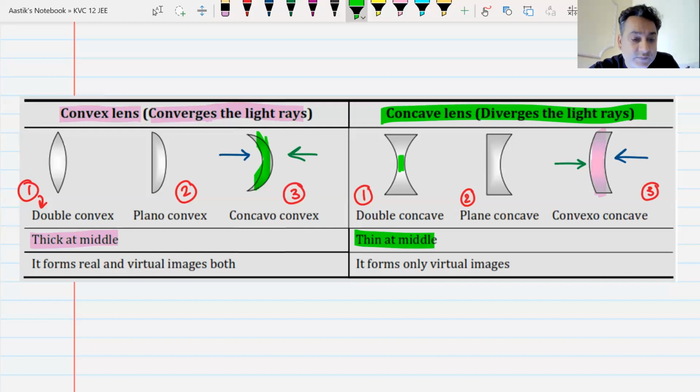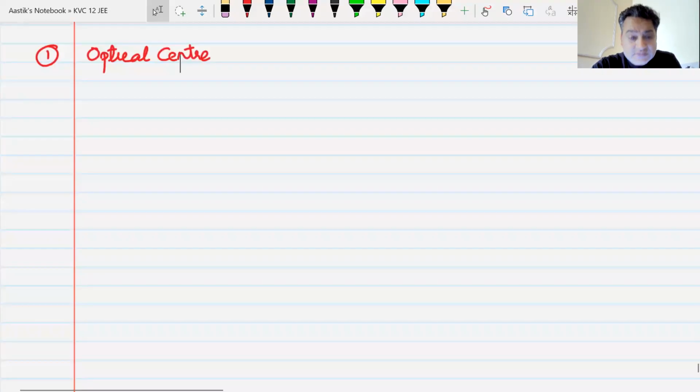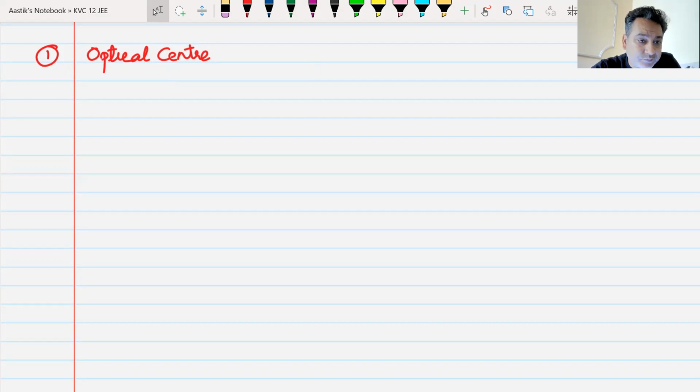Optical center is the first term. Remember, if you just understand the meaning of these terms very correctly, that means you have understood the entire concept very correctly. Now, what do you mean by the optical center? Center of lens. Yes, you can call it in a very simple term, the center of the lens.